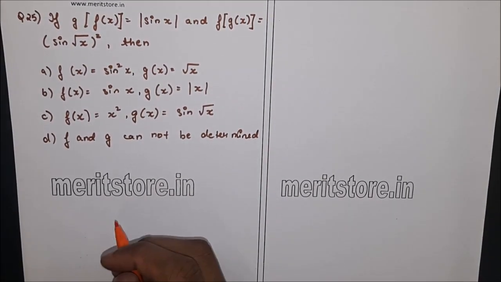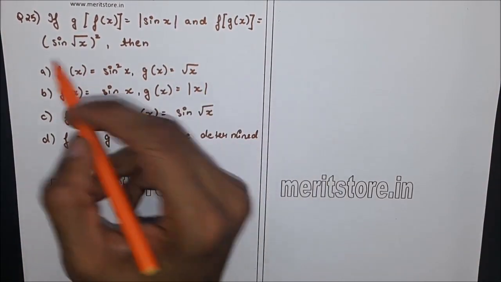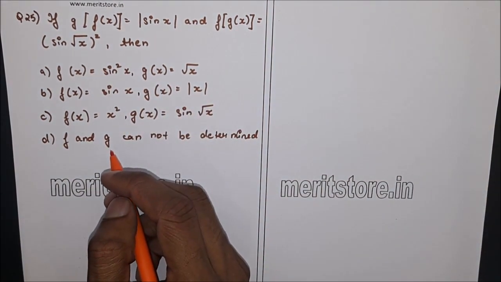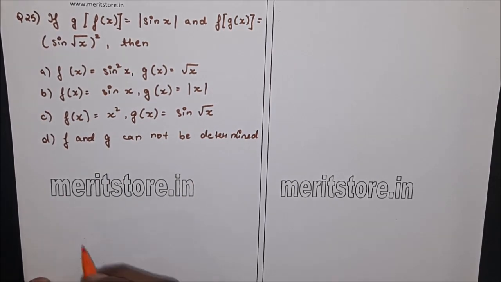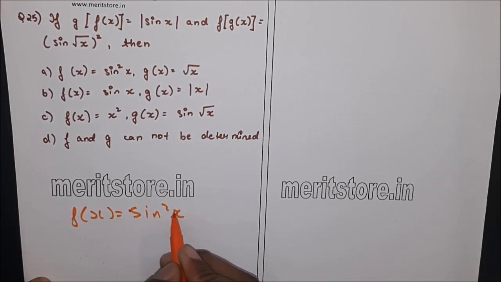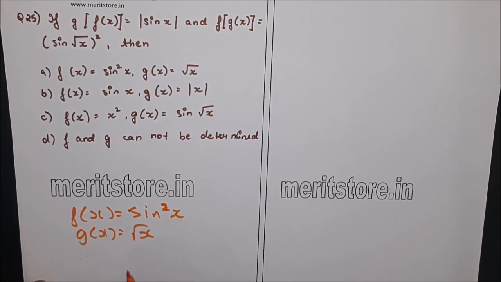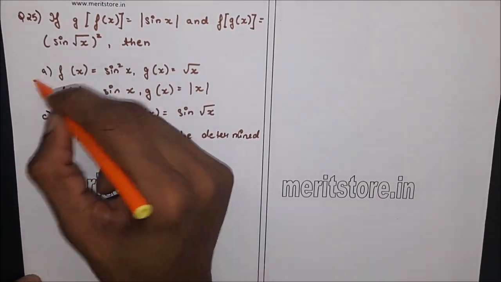Question 25. If g of f of x is equal to mod sin x and f of g of x is equal to sine root x the whole square, then we are given four options. For f of x should be a square trigonometric function and g of x should be a square root function. Therefore f of x is equal to sine square x and g of x is equal to root x will satisfy the given condition. Therefore, we see option A is the correct answer.